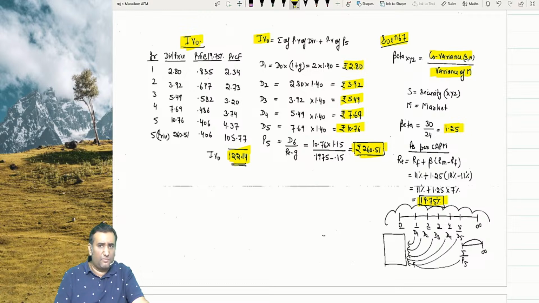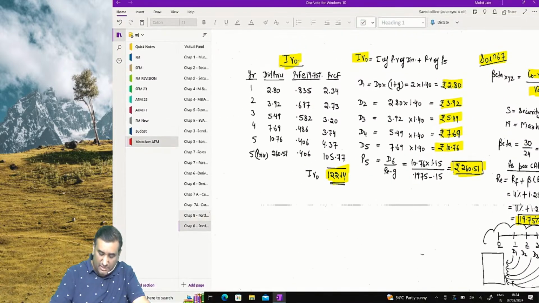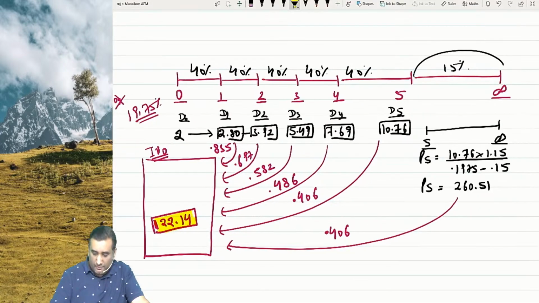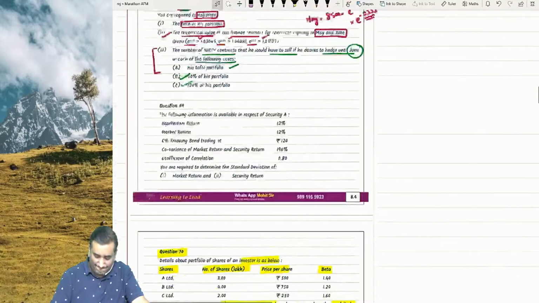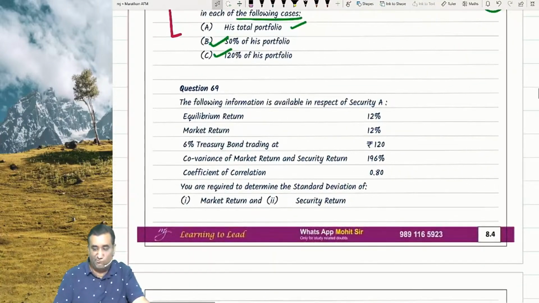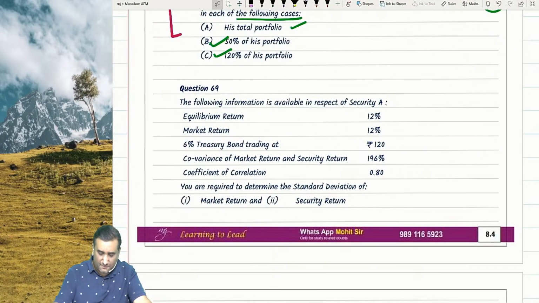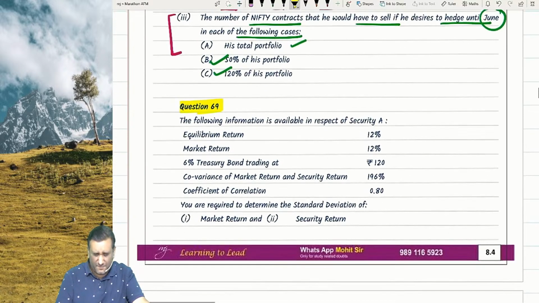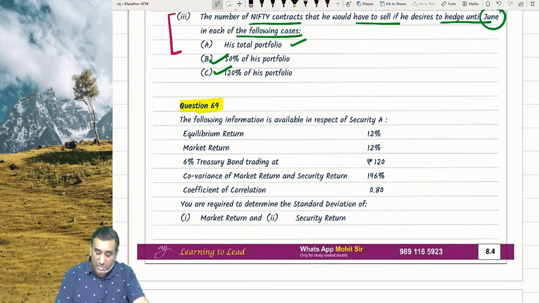Another question on this which has come in the exam twice is the ninth. That's simpler. The following information is available in respect of security A. Equilibrium return is 12 percent. That means it's RE basically. If your return is the same as the market return, your beta would be equal to 1.